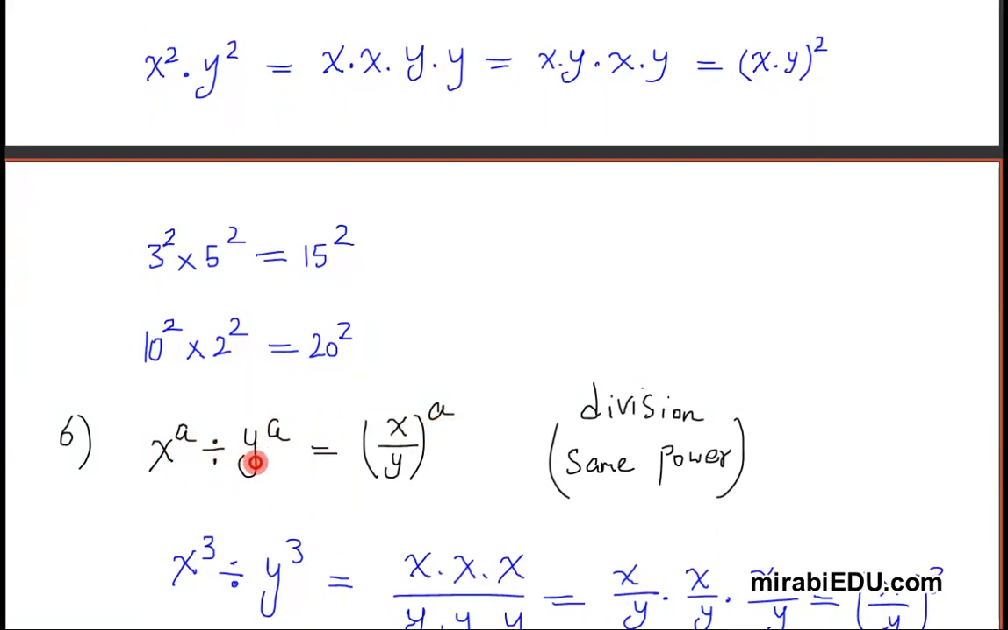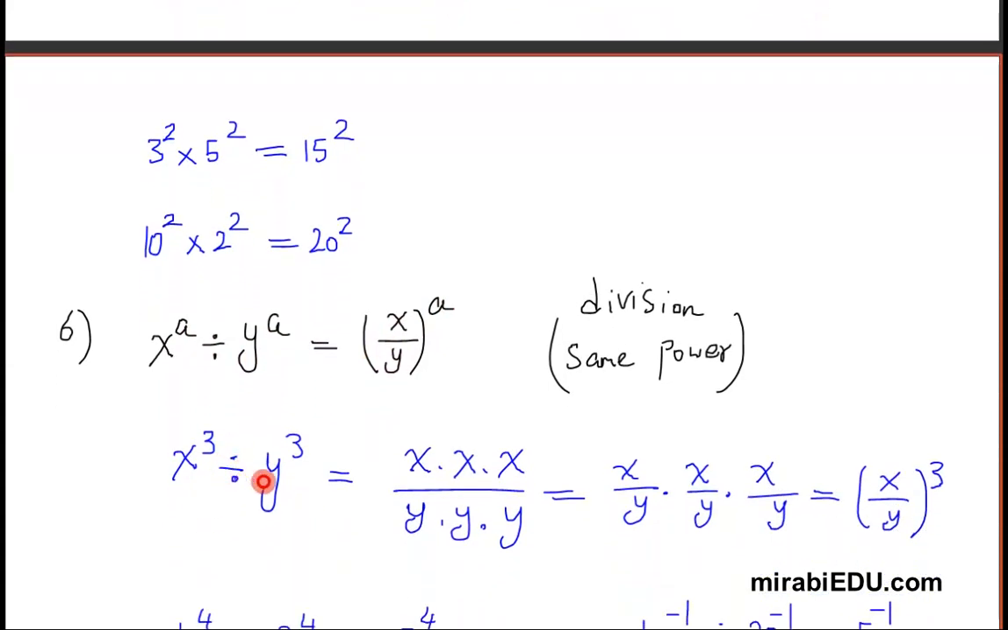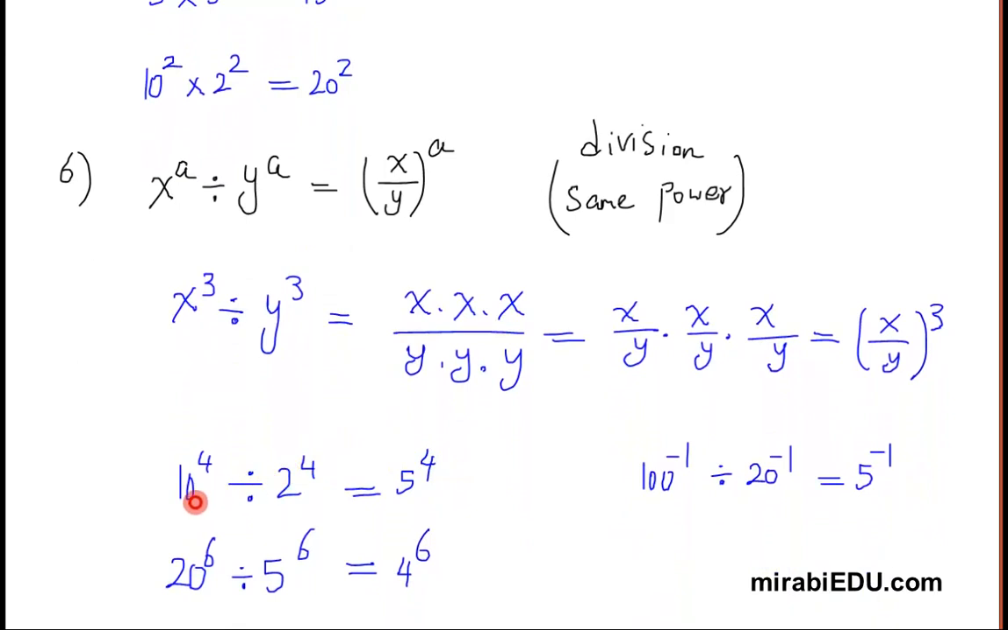x to the a divided by y to the a equals x over y to the same power a. So x cubed divided by y cubed equals x times x times x divided by y times y times y, and this fraction can be written as a product of three fractions like this. So it is x over y to the third power. 10 to the 4 divided by 2 to the 4, we keep the same power 4 and we divide the bases: 5 to the 4.